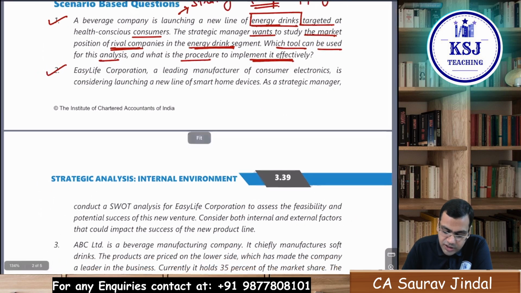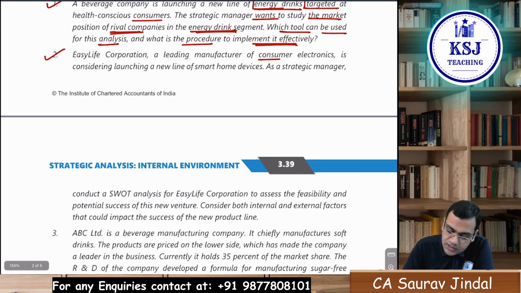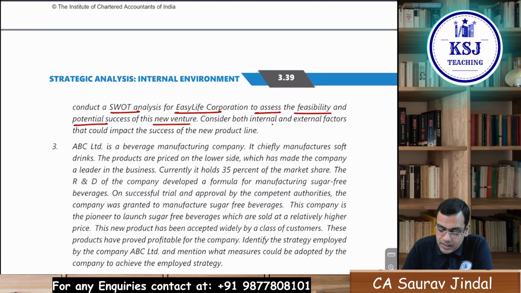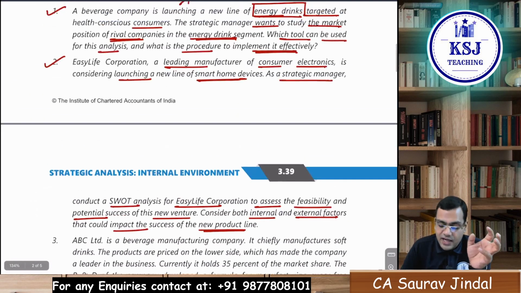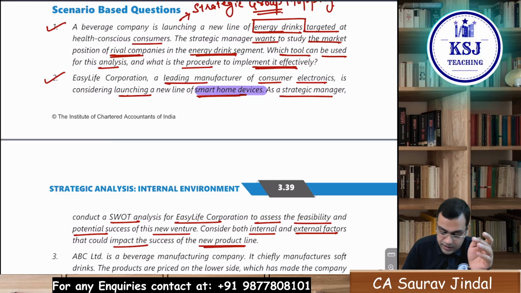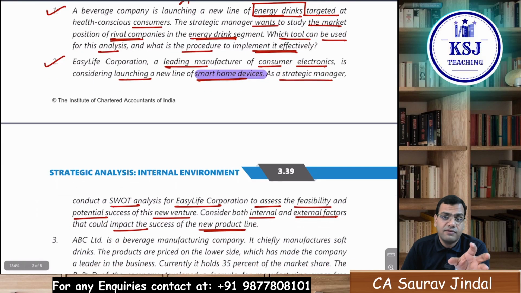Easy Life Corporation, a leading manufacturer of consumer electronics, is considering launching a new line of smart home devices. As a strategic manager, conduct a SWOT analysis for Easy Life Corporation to assess the feasibility and the potential success of this new venture. Consider both the internal and the external factors that would impact the success of the new product line. So you have to see that if they are coming into this new line of smart home devices, then what are their strengths? SWOT analysis you have to do. What would be the strengths?